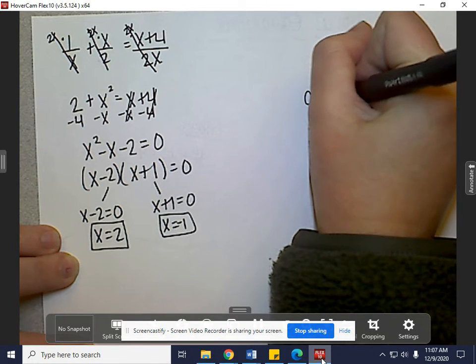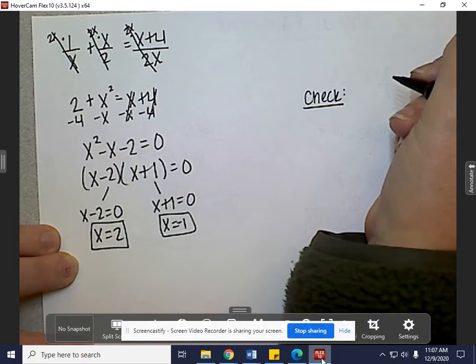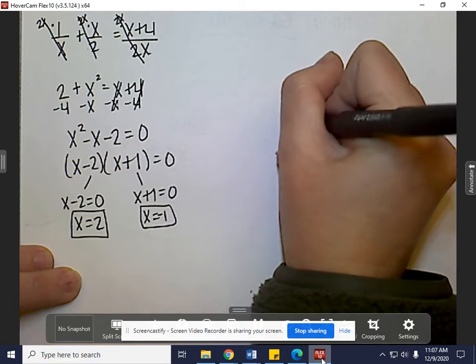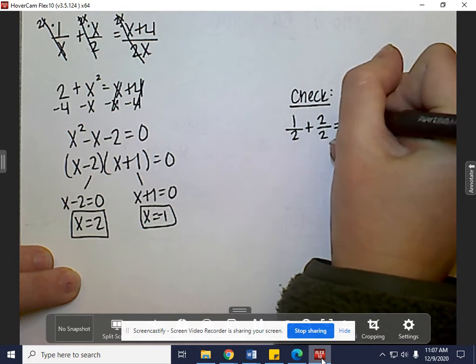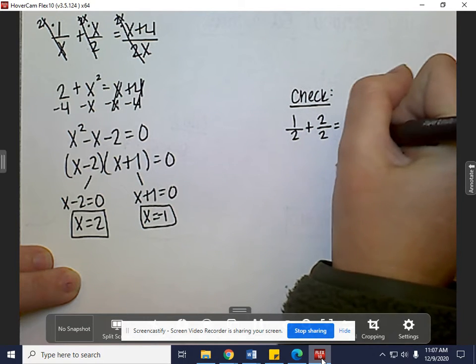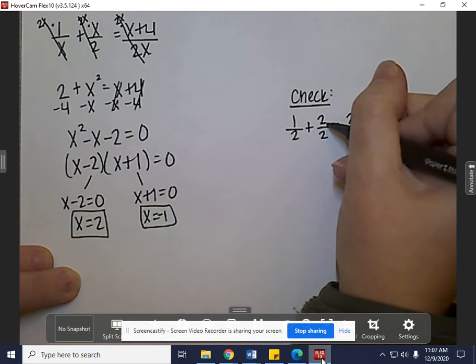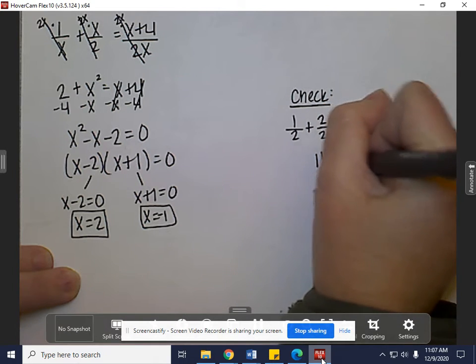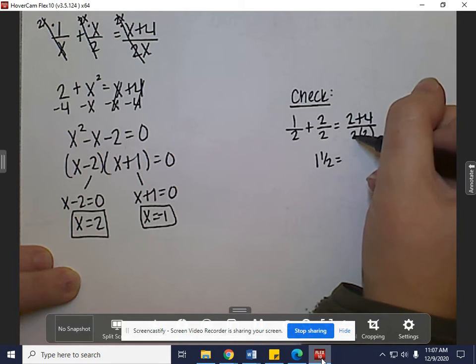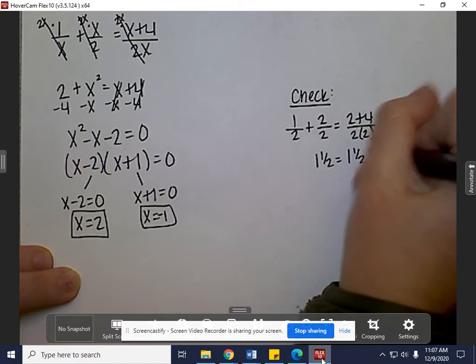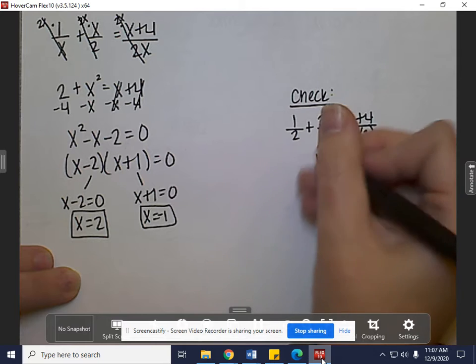So always do your check. You do have to check 2 answers. So if you get 2 answers, you got to check 2 answers. So 1 over 2 plus 2 over 2 is going to equal 2 plus 4 over 2 times 2. But that makes sense because that would give me 1.5. And then over here, that would give me 6 over 4, which is 1.5. So we're good. And then you check the second one as well.